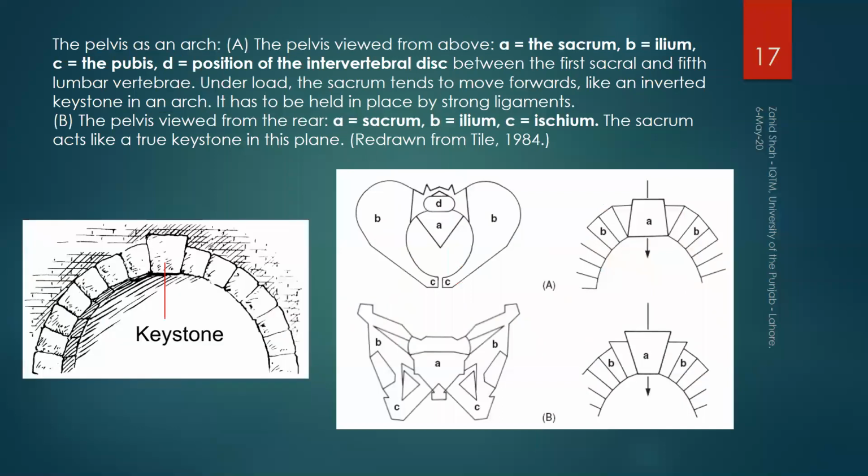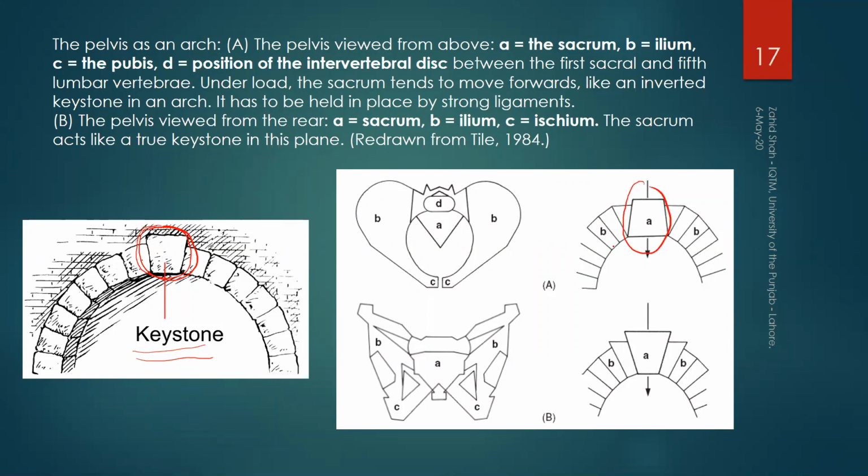This sacrum is just like a keystone in an arc. You have seen these structures in your life on bridges and some other buildings. This central brick, the keystone, is the most important part of the structure. If you remove this keystone, the whole structure will collapse. The same analogy can be used to state the importance of the sacrum.